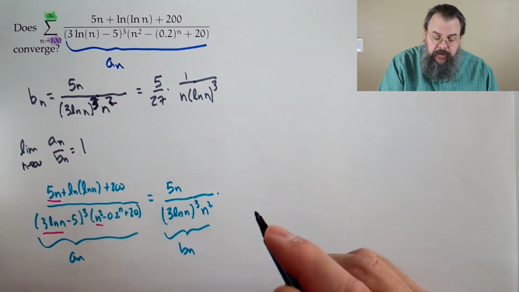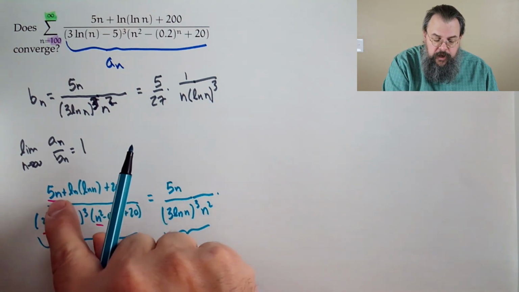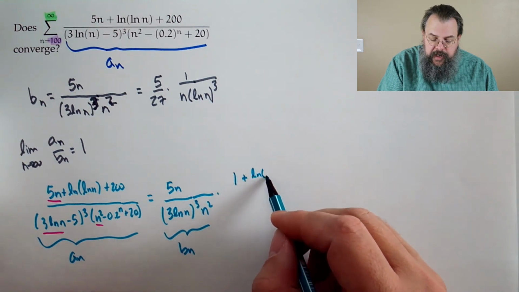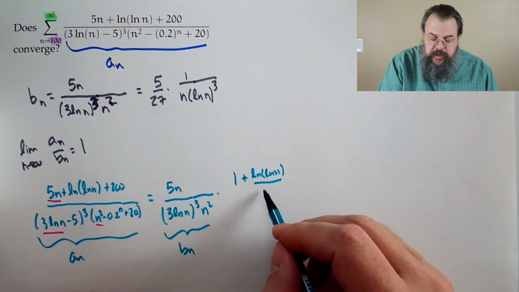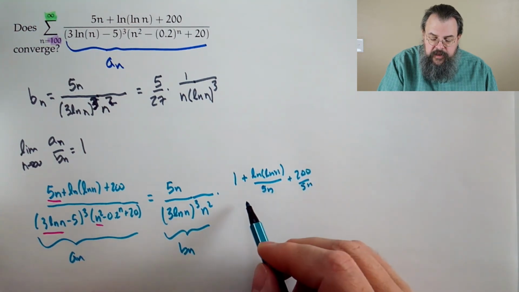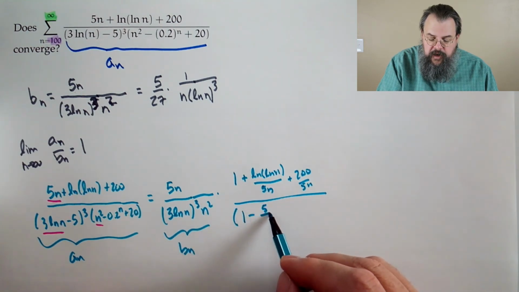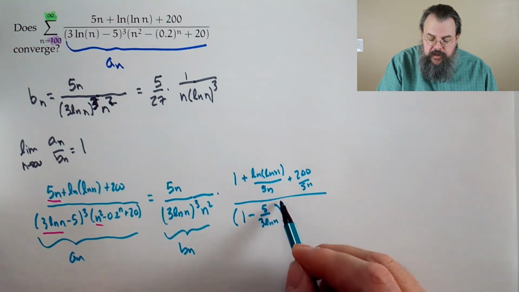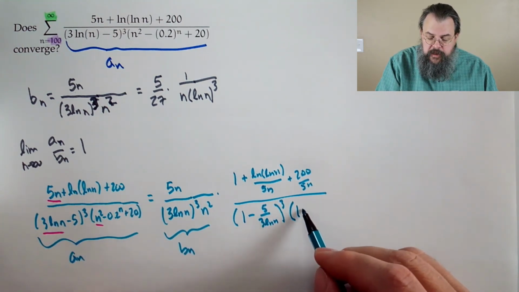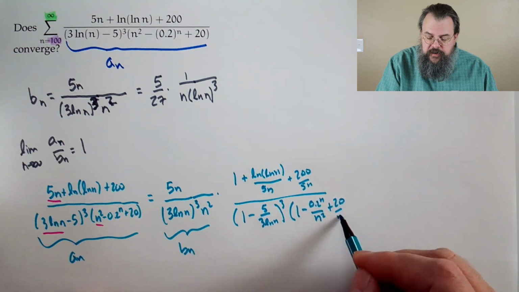Well, when you pull out the highest terms, you're going to have 1 where you had the highest term, and then the other terms get divided. So log n over 5n, 200 over 5n. Downstairs, it'll be 1 minus 5 over 3 log n cubed, because we pulled out 3 log n. And then it'll be 1 minus 0.2 to the n over n squared plus 20 over n squared.